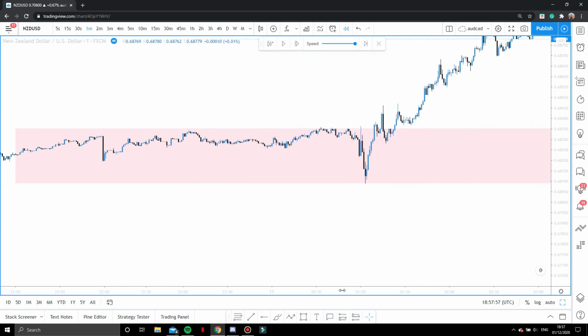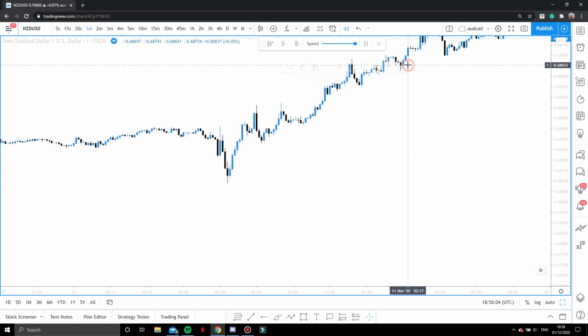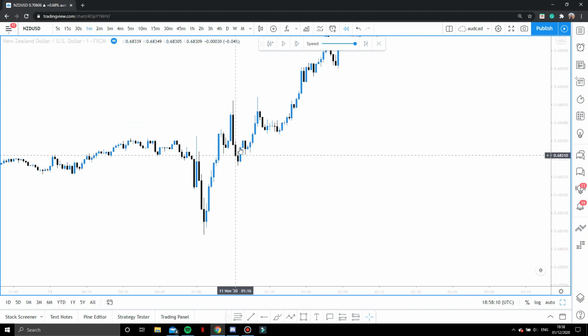We're here. Okay, so now what can we see? We can see a very clean order block, right? Now, the reason I'm saying it's clean is because, as you can see from here, you can see a lot of consolidation.